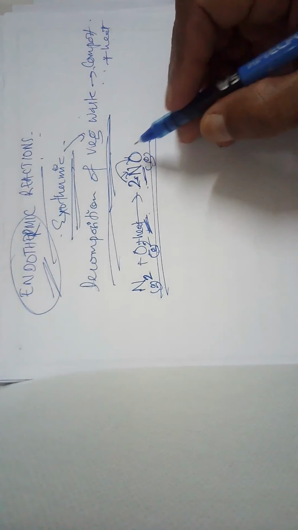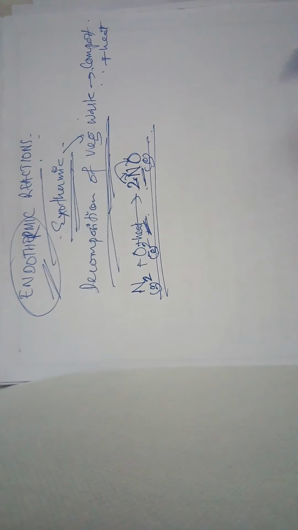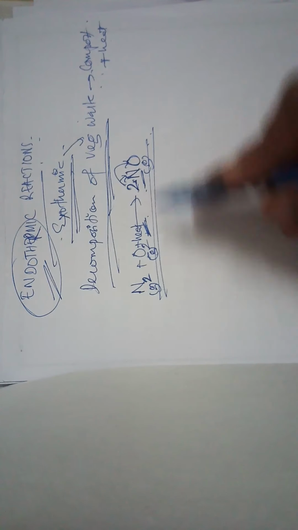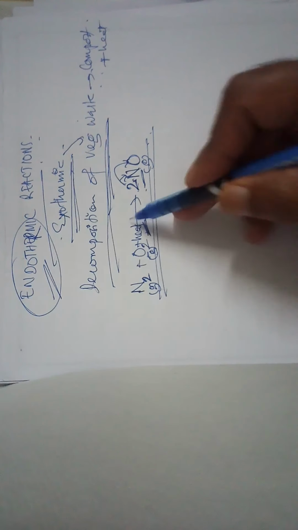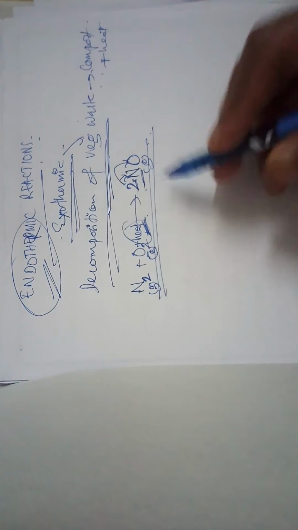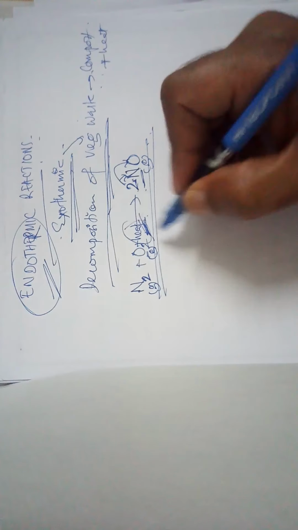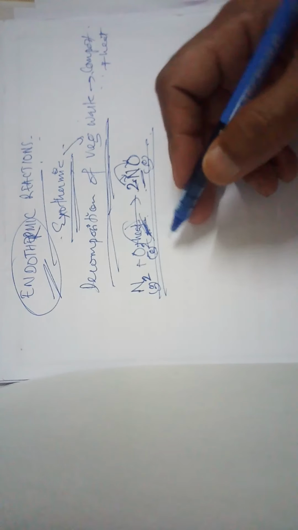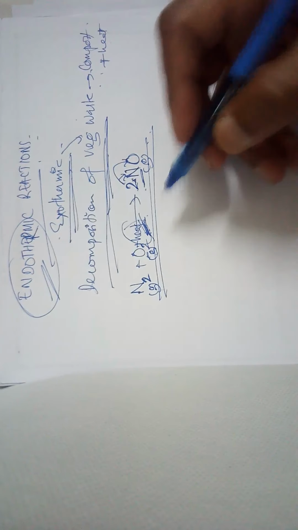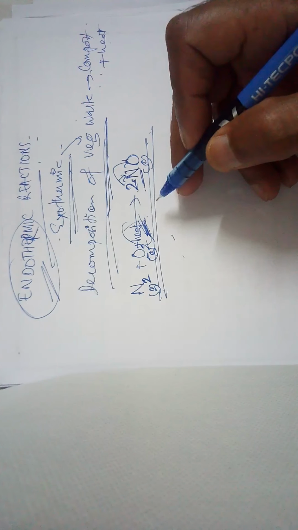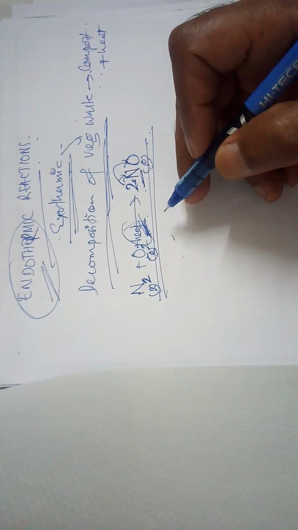The reaction between nitrogen and oxygen to form nitrogen monoxide is an endothermic reaction because heat is absorbed during this reaction. An endothermic reaction is usually indicated by writing heat, or heat energy, or just energy on the reactant side. The reaction in which nitrogen and oxygen of air combine to form nitrogen monoxide takes place inside the engines of motor vehicles.